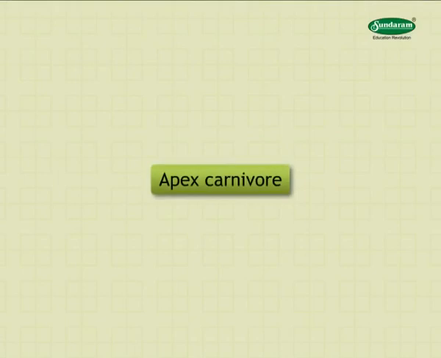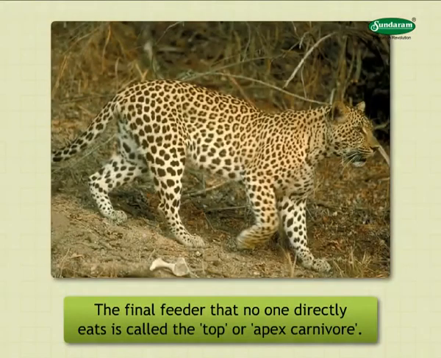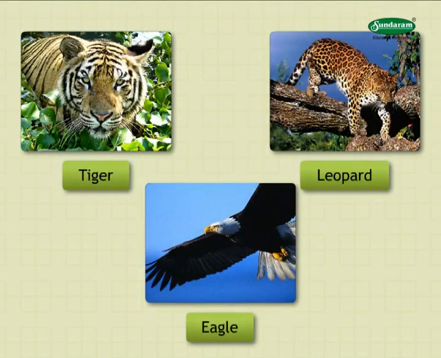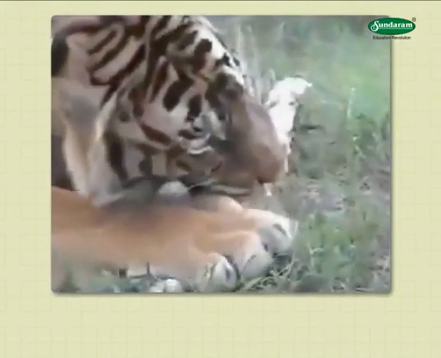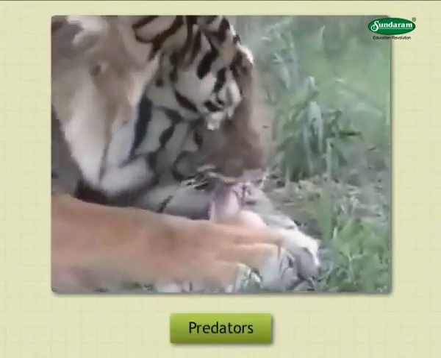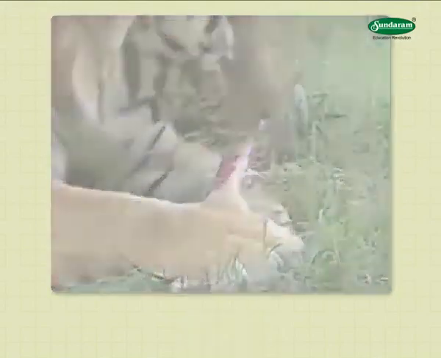C. Apex carnivores. The final feeder that no one directly eats is called the top or apex carnivore. For example, tiger, leopard, and eagle. Carnivores that consume by killing and eating herbivores or other carnivores are called predators, and their food is described as their prey.